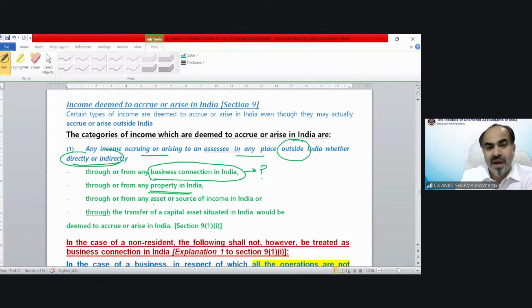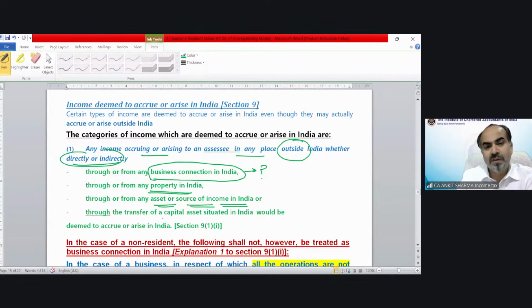Through or from any asset or source of income in India. So if you are earning any income from any asset which is situated in India, that income could be treated as deemed to arise. Suppose you have a bank account, you are having FDR, etc. So you are earning interest income, shares of Indian company, dividend income, etc. Because the company is in India, the bank is in India, that income could be treated as income arising in India. All these points are going to be discussed in detail.